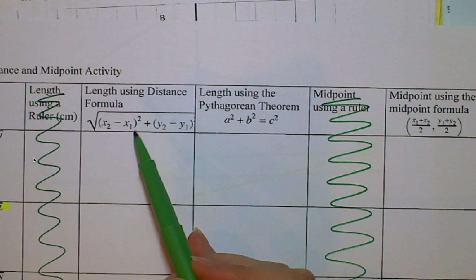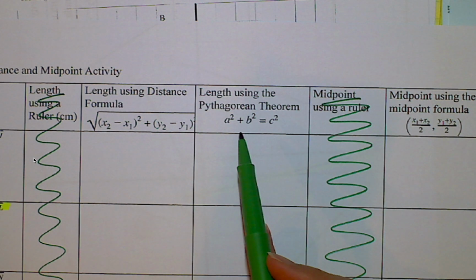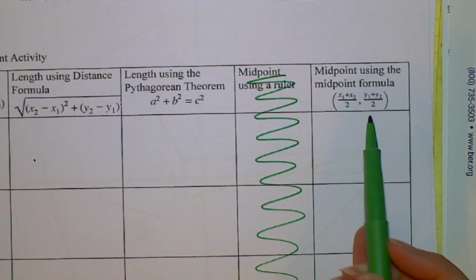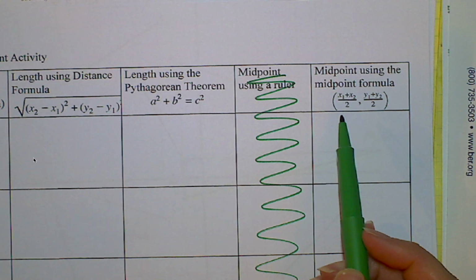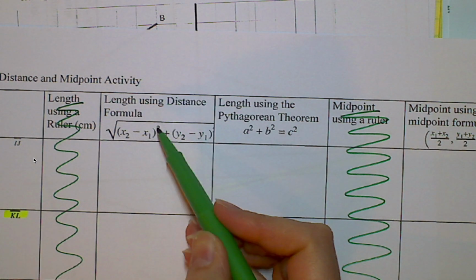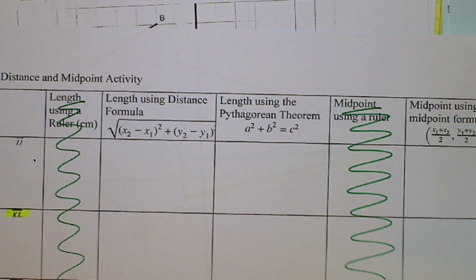You're just going to be following the directions for the top. So you're going to be finding the length using the distance formula and the length using Pythagorean theorem, and then you're going to be finding the midpoint using the midpoint formula. Okay, so the length using the distance formula is definitely the hardest, and so I'm going to start with the hardest.